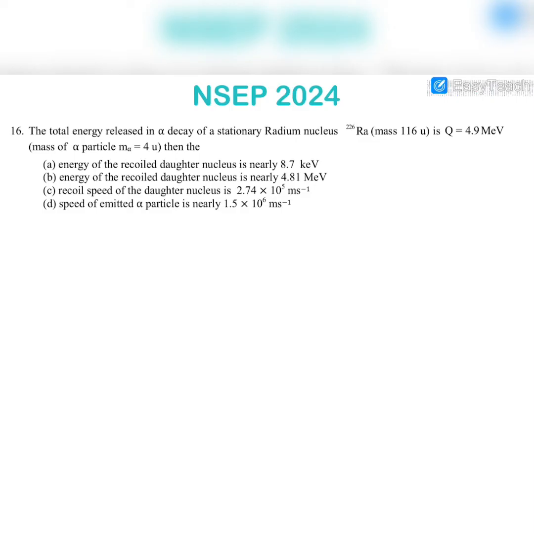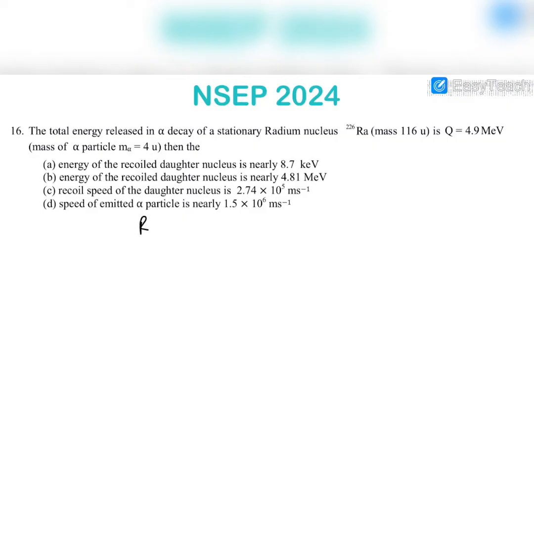In this question, you can see that the total energy released in alpha decay of stationary radium nucleus of mass is this, and alpha particle has a mass of 4 AMU is this. We have to choose the correct option for the recoil speed and recoil energy of the alpha particle and daughter nucleus. So let us first of all write down the reaction.